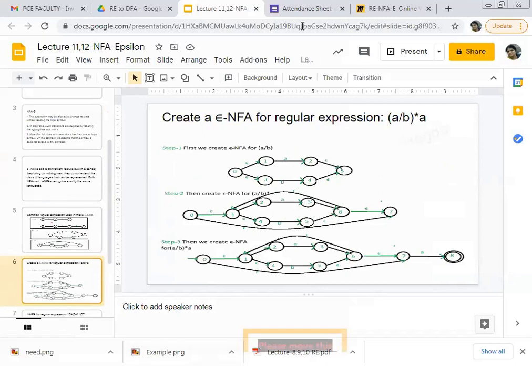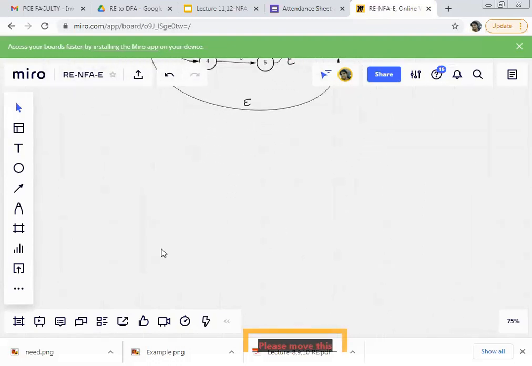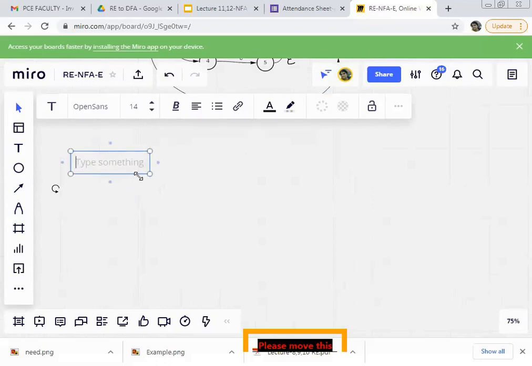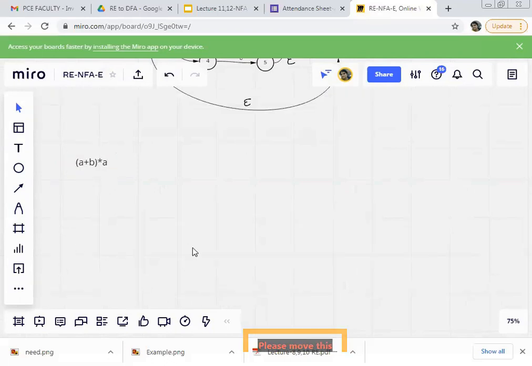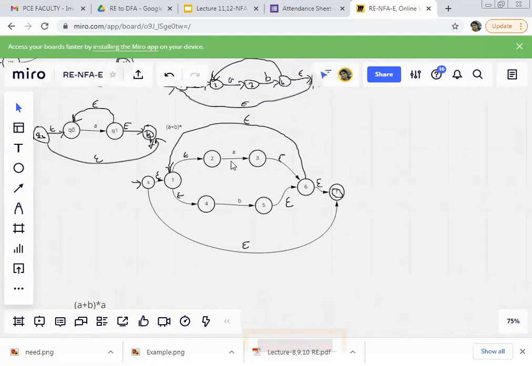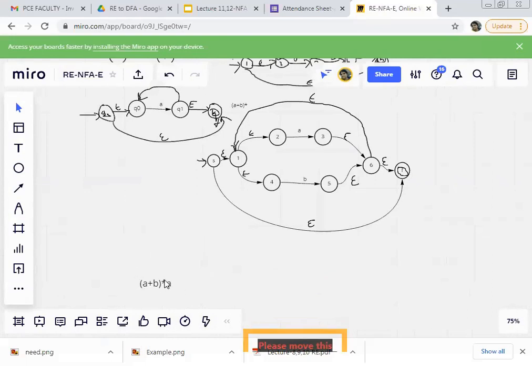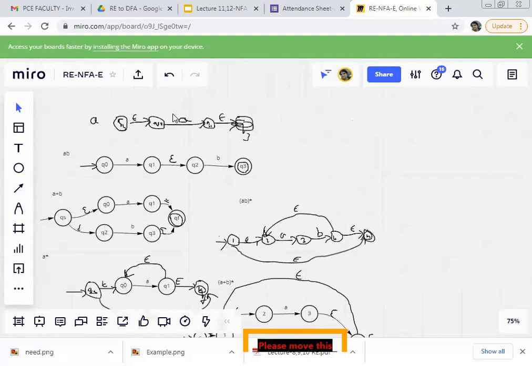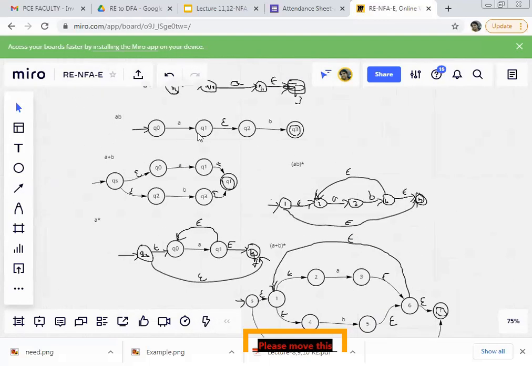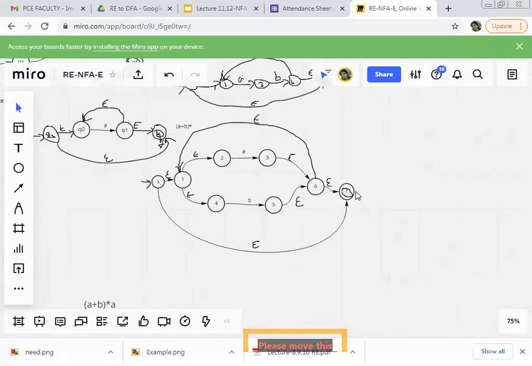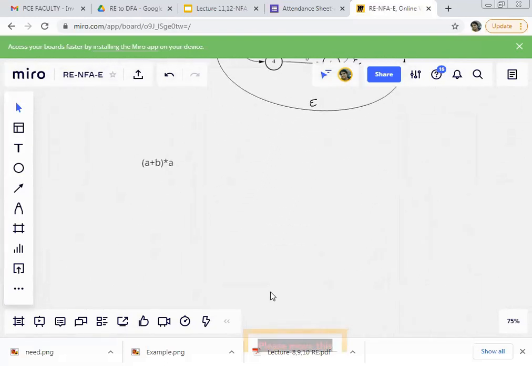Okay, we'll draw this: A or B whole star A. We know how to draw A or B whole star, right? This is my A or B whole star. I know how to draw A. This is my A. So what will be my A or B whole star A? Take this, right? Take this, and keep it as AB. So this is my A or B star. After this, if I write A, then it becomes A or B whole star A. Right? Will you people try this?